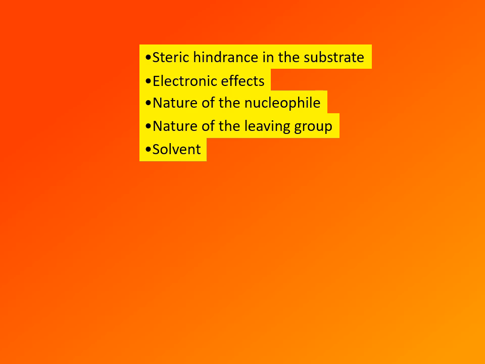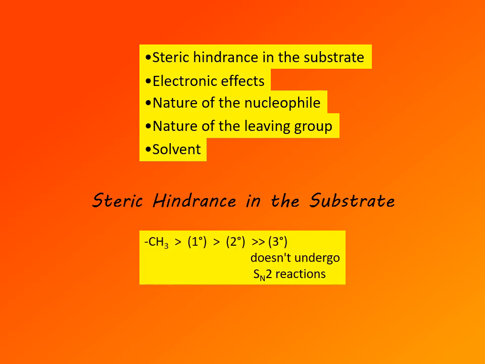By far, the most important factor is steric hindrance in the substrate. SN2 reactions are highly sensitive to steric hindrance, and hindered substrates either don't undergo SN2 reactions or undergo them at a very slow rate. And of course, we can draw a conclusion that methyl compounds will react the fastest. Primary will still react at a rather fast rate, but a bit slower than methyl, then secondary, while tertiary don't undergo SN2 reactions. So tertiary compounds are too hindered to undergo SN2 reactions.